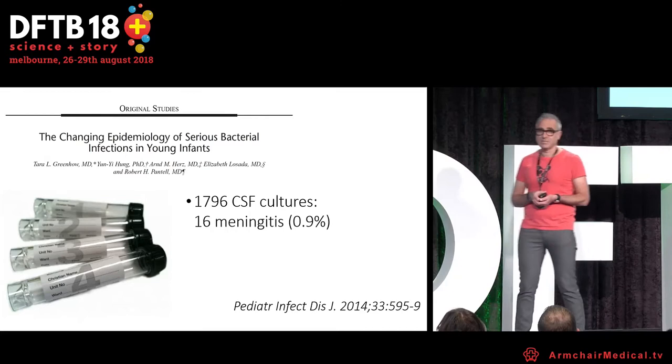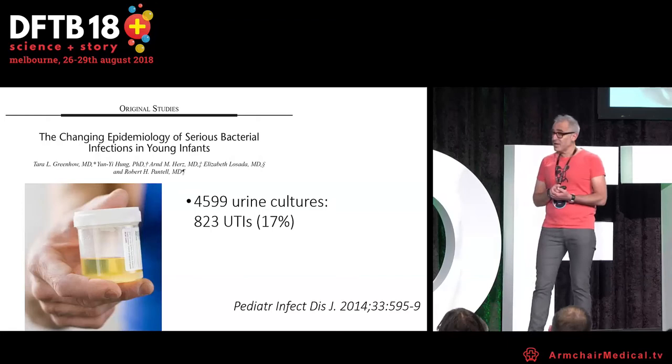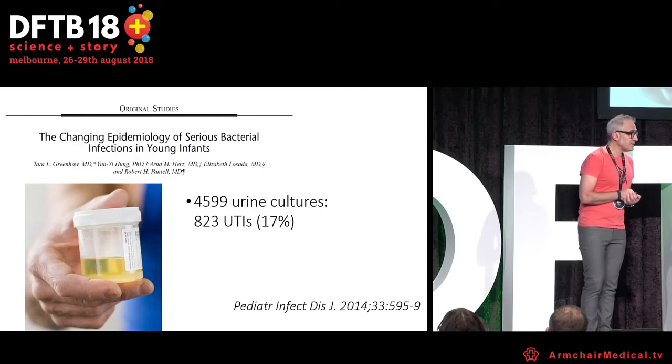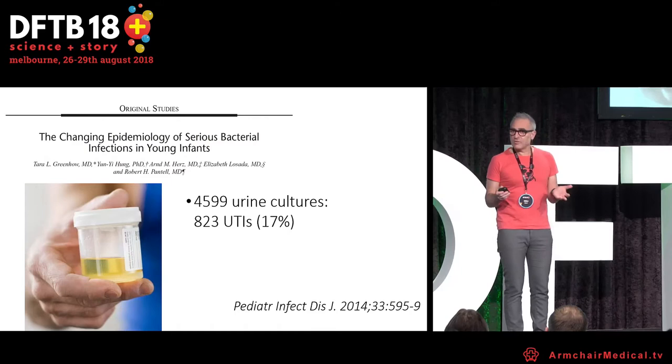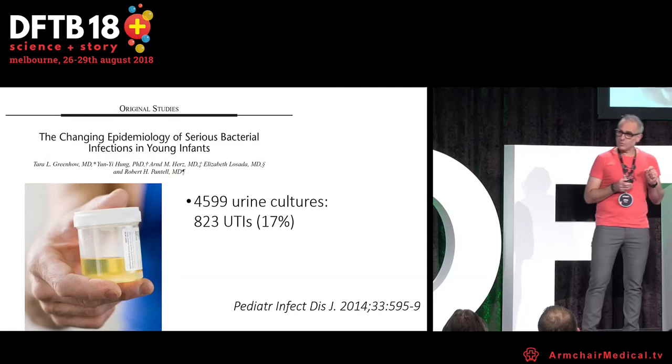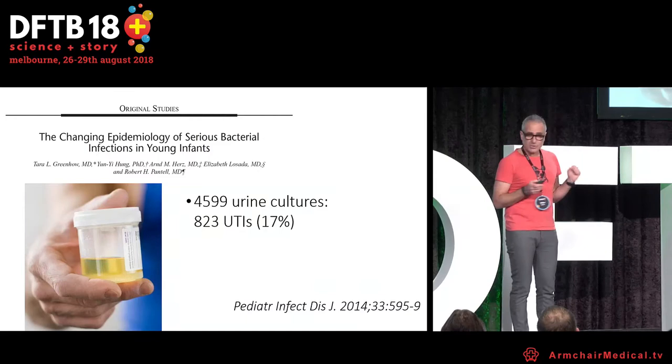Around 4,500 kids had urine cultures taken, and this was a relatively large number. 17% of them had urinary tract infections. So we know that if we see a child with a fever, most of them will have a virus, as I said. A small number will have something like otitis or a throat infection. And of the remainder, the majority are going to have a urine infection.